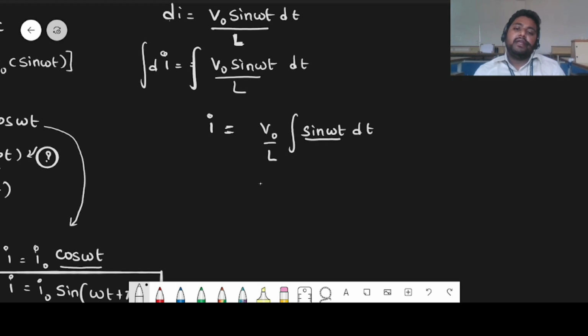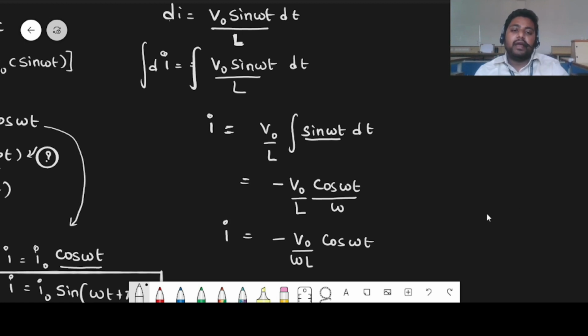Now, if you are integrating this function, sine will become minus cos. So minus of V naught divided by L into cos omega t divided by omega, we have to write. So the final function we are getting is V naught by omega L into cos omega t. This is the value of current I.